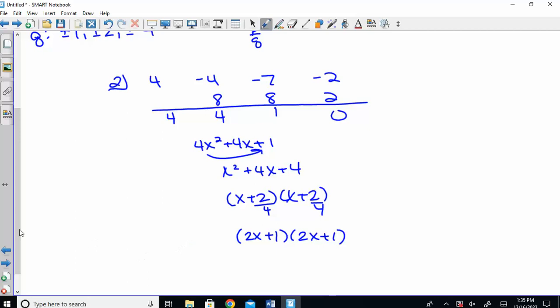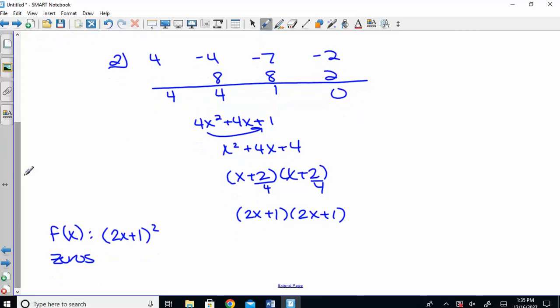Okay, so my factored form and my zeros are the two pieces we had to include. The factored form, that's with the x's. So we had 2x plus 1. It showed up twice, so we usually just put a square. What else does this need? Right, 2 is a 0, so it gets an x minus 2.